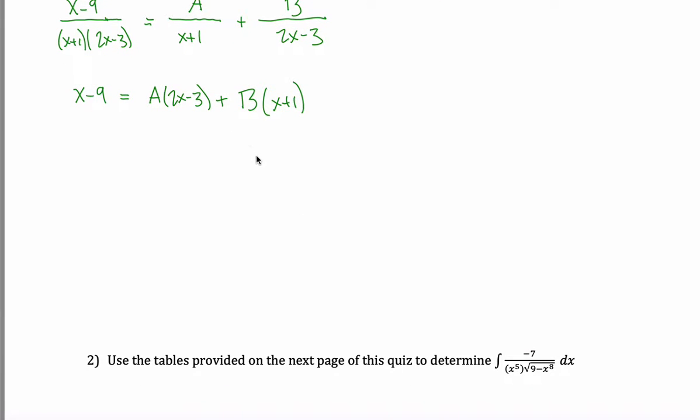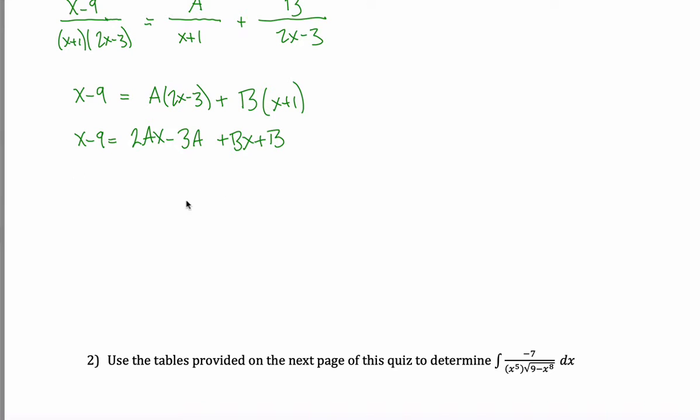And so what I've got to do is find values of A and B that make this a true equation, which if you're really clever, you might be able to just figure it out. You know that I always pick small numbers. You might be able to do it without going through these steps. But what you're supposed to do is first get rid of the parentheses. So I got 2Ax minus 3A, and then I got Bx plus B.